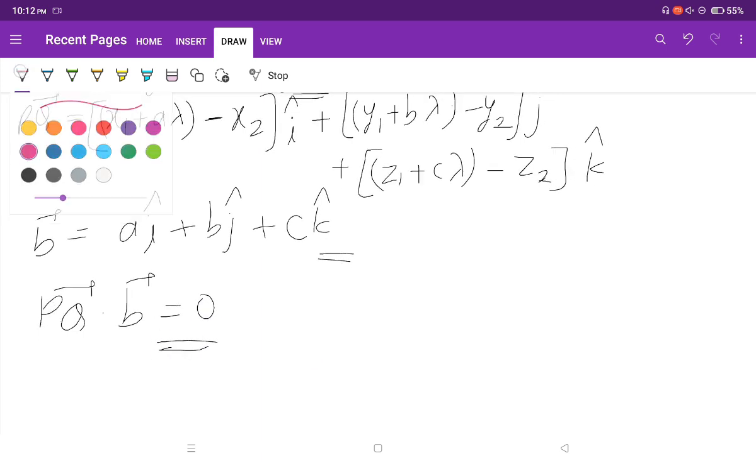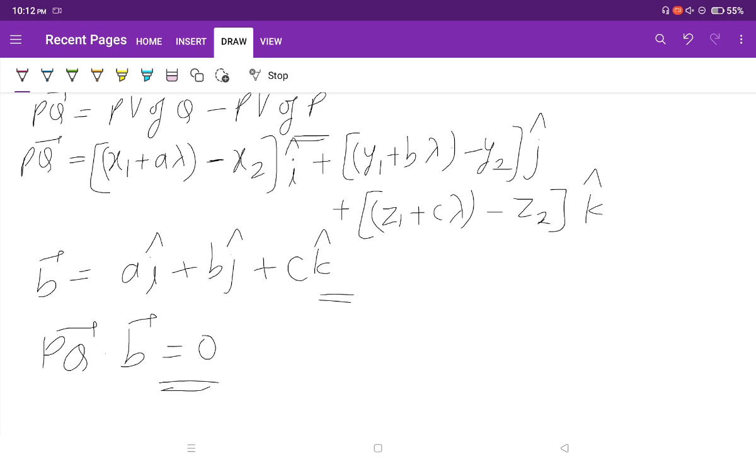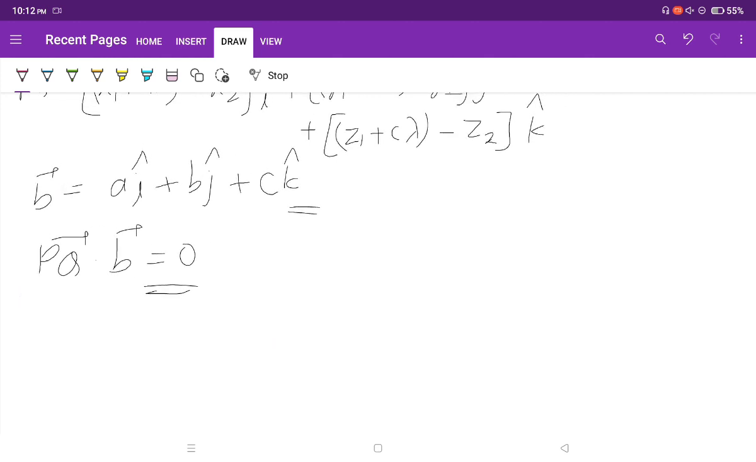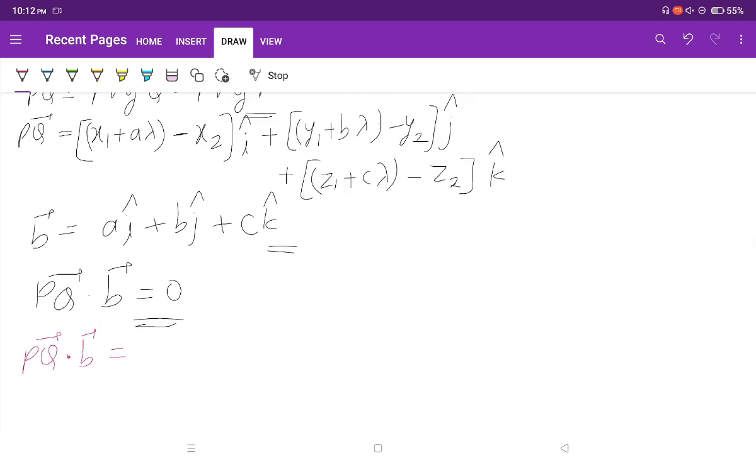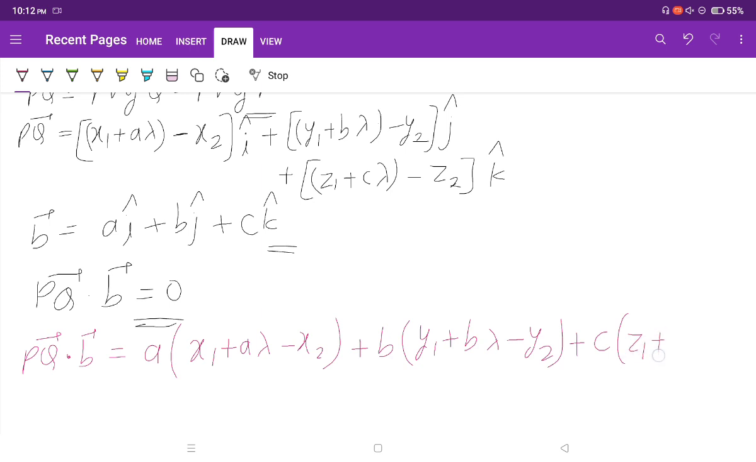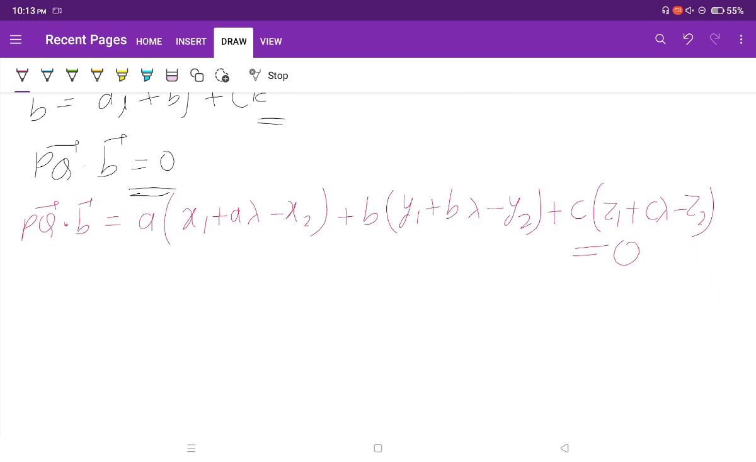Now how do you take the dot product of two vectors? Just simply multiply the coefficients of i cap, j cap and k cap respectively. So we have PQ vector dot B vector as a times (x1 + a lambda - x2) plus b times (y1 + b lambda - y2) plus c times (z1 + c lambda - z2), which is equal to 0.